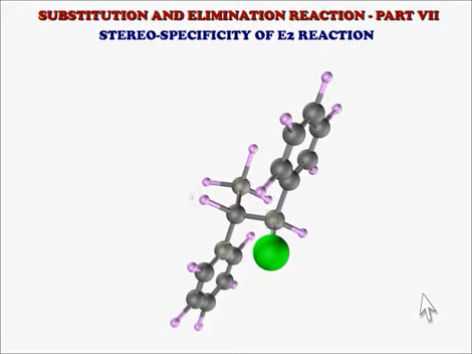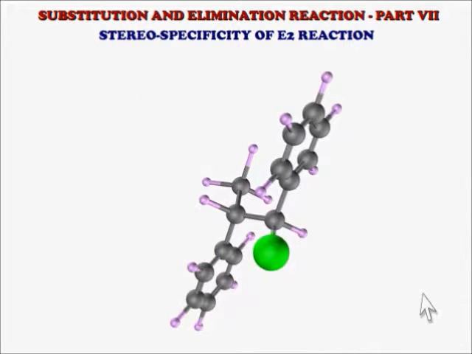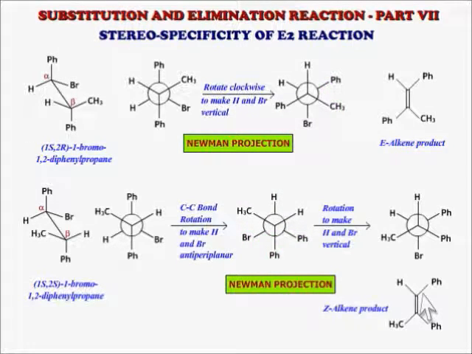Now mark the CIP priorities of the substituents attached to the beta carbon and bring the least priority back. The other three priorities decrease anticlockwise, so 2S. The substrate is therefore 1S,2S-1-bromo-1,2-diphenyl propane.